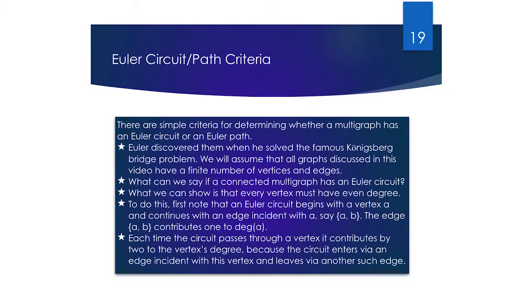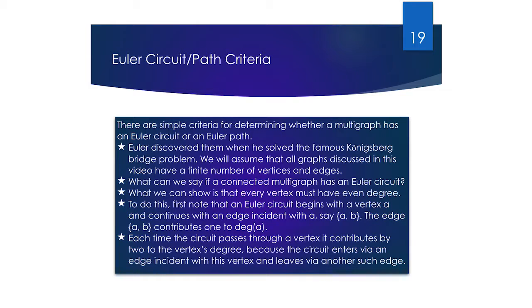Euler discovered them when he solved the famous Königsberg problem. We will assume that all graphs discussed in this video have a finite number of vertices and edges. What can we say if a connected multigraph has an Euler circuit?